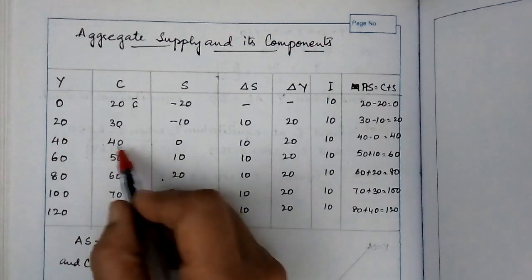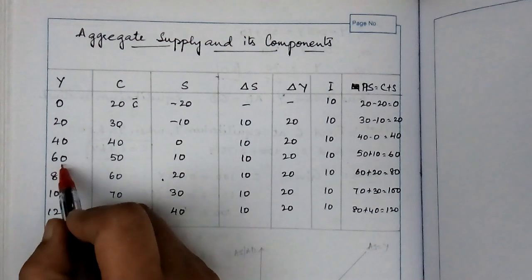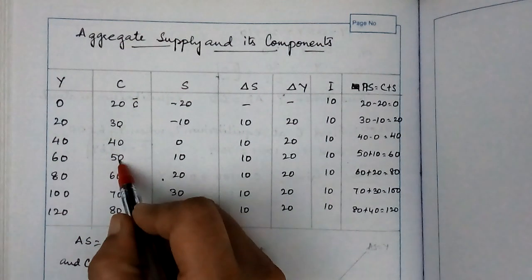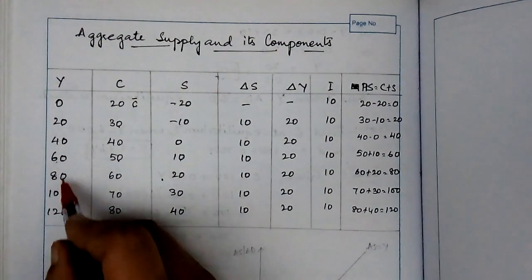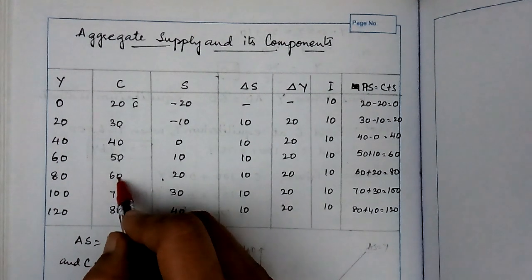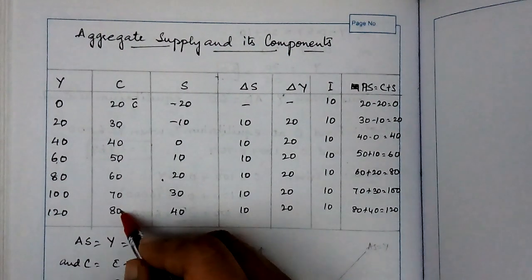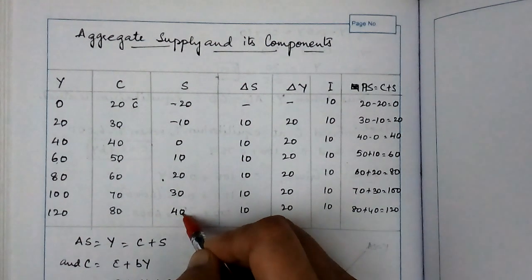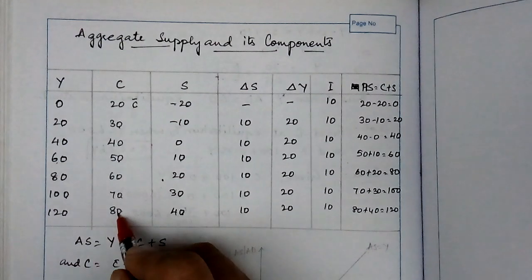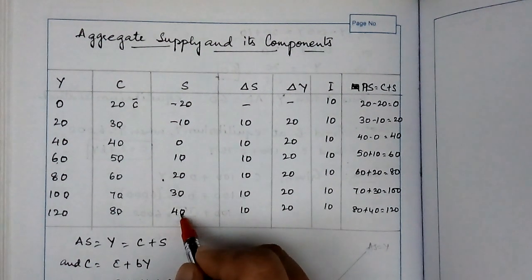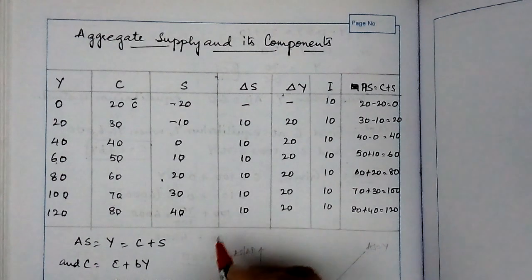Now when the income increases to 40, consumption is equal to 40. Since consumption is equal to income, savings will be 0. Now when the income increases to 60, consumption also increases to 50, and now a part of the income is being saved, which is 10 units. So 50 plus 10 is equal to 60. When the income increases to 80, consumption is 60 and savings will now be 20. So what we observe is, as the income increases, consumption no doubt increases, but savings is also increasing. At 100, consumption is 70 and savings has increased to 30. And when income is 120, consumption is 80 and savings has increased to 40. Please remember that we are considering the same income schedule we had taken in the previous video when we learnt aggregate demand.